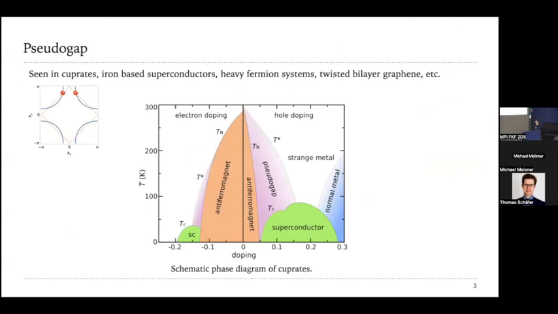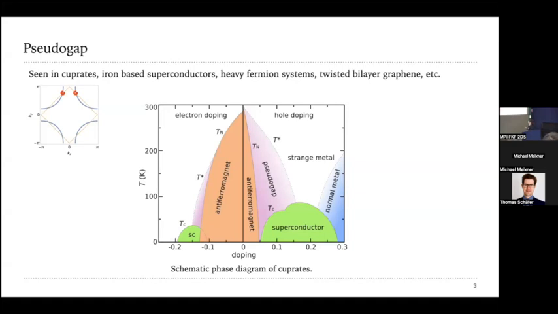So I will talk about Pseudogap. First, let me give a short introduction of what we mean, what are the features of Pseudogap we are interested in. It has been seen in various correlated electron systems, such as cuprates, iron-based superconductors, heavy fermion systems, and recently twisted bilayer systems. Let me use the schematic phase diagram of cuprates as an example for the illustration.